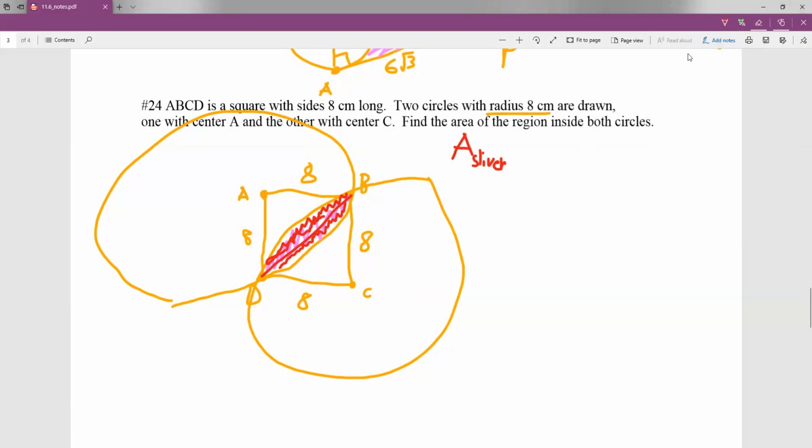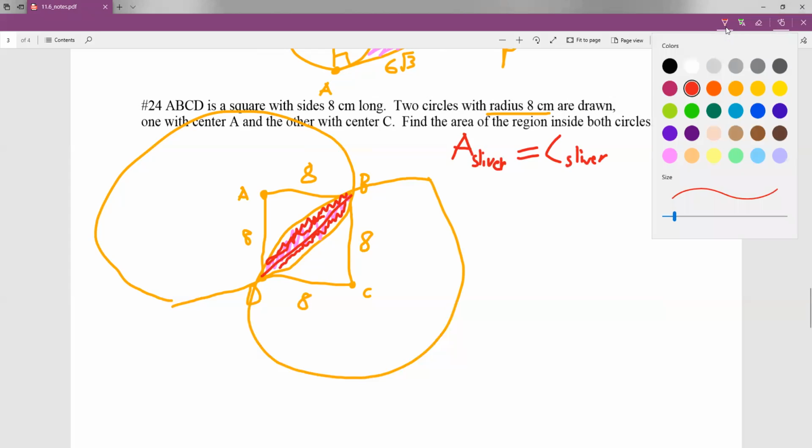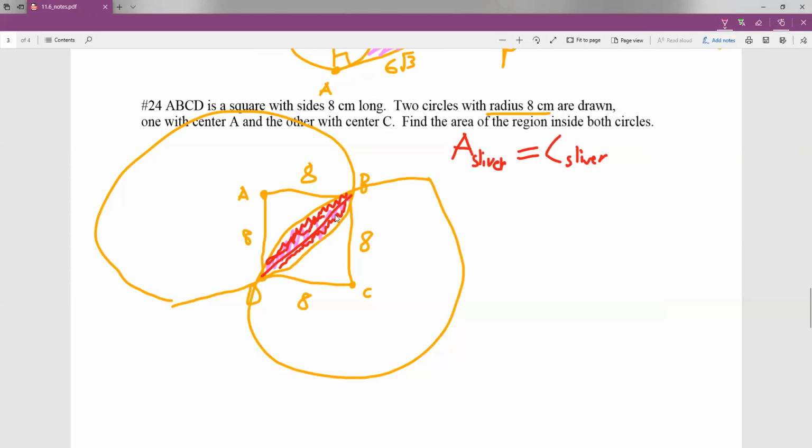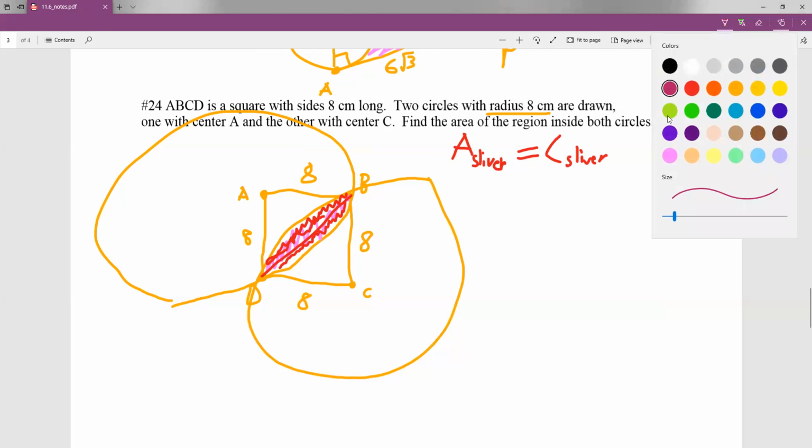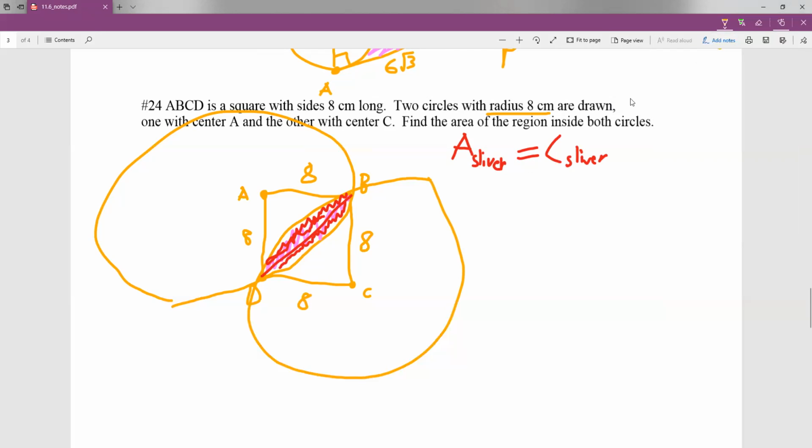Honestly though, since these have the same radius, these things are going to be equal to each other. So A sliver is going to be equal to C sliver. The reason being is they have the same radius and the same angle measure here. So we just need to find one of these slivers, multiply by 2, and we're good to go. So I'm actually going to redraw this so that it's easier to see so we can find the area of that sliver. I'm going to redraw it down here. I got my square.